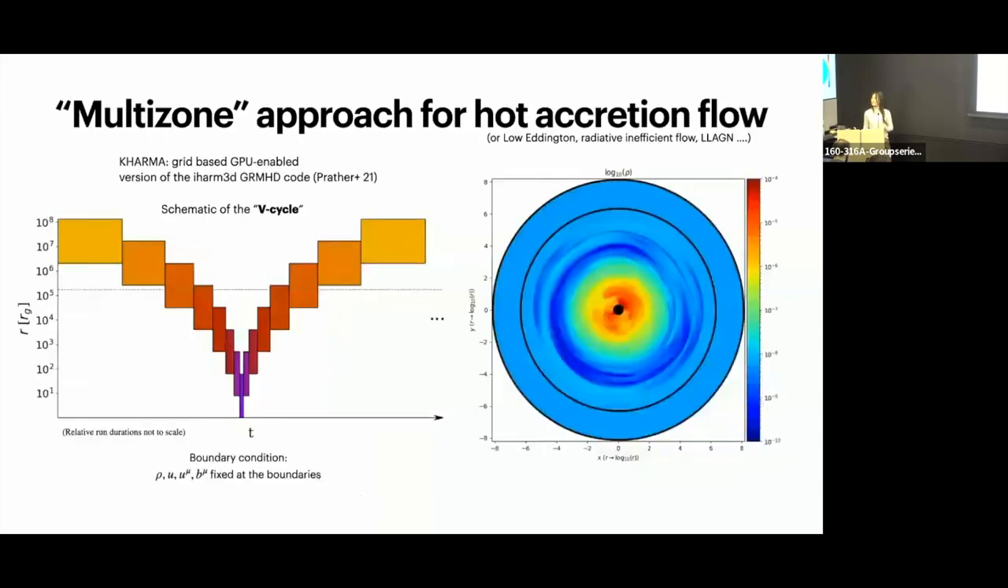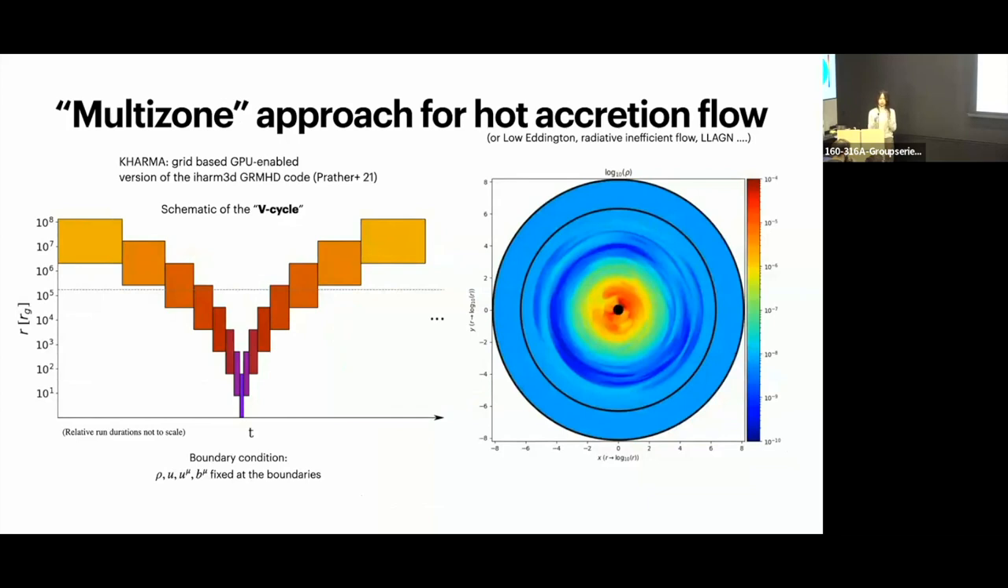self-consistently. We have come up with a new method in order to solve this problem, which we call the multi-zone method for hot accretion flows. This is using a GRMHD code called KORAL.